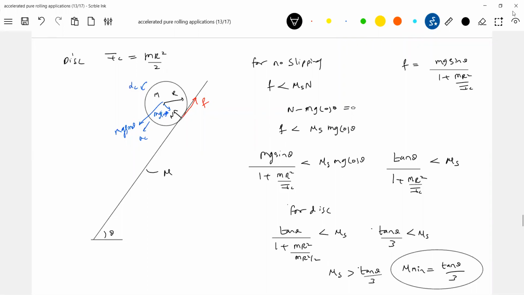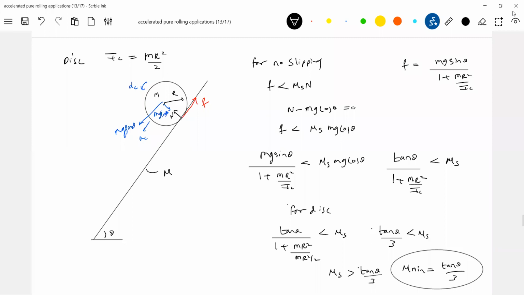This is for what? If you release a disk. No, sir, I'll release a ring. Then whether slipping occurs or not will be determined by the value of mu minimum and tan theta. So in a numerical, what should you do? They'll give you the mu s value and theta. Check now: is mu greater than tan theta by 3 or not? At least, it should be equal to tan theta by 3. What is theta? Angle of inclination.